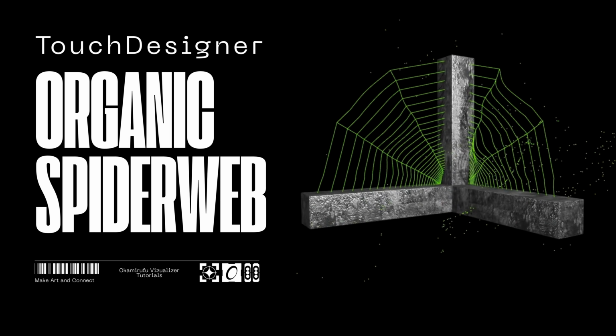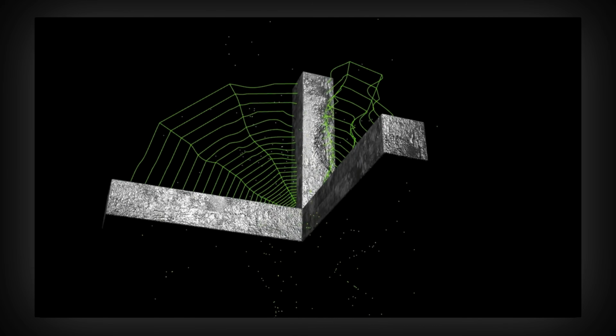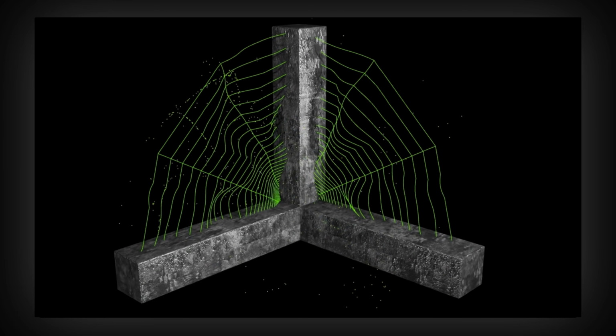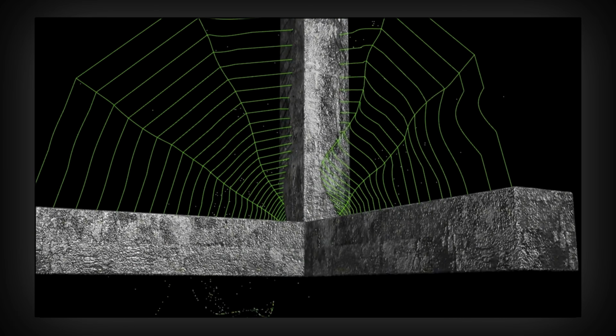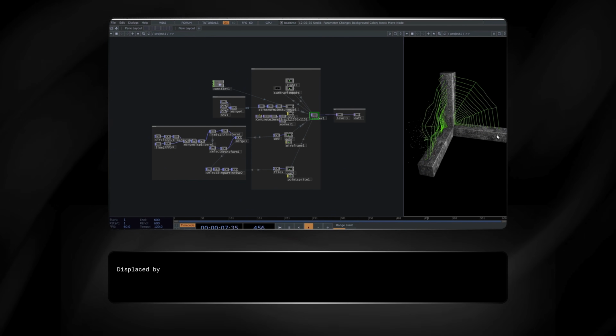Welcome to the Superfast TouchDesigner tutorial series. In this tutorial, we will build an organic spiderweb. Our logic uses procedural geometry, combining a circle pop and a line pop via a copy pop to form the web, displaced by a noise pop.